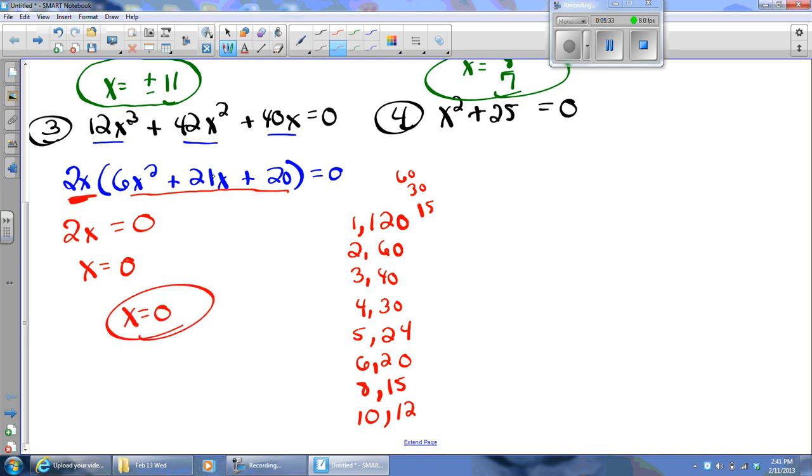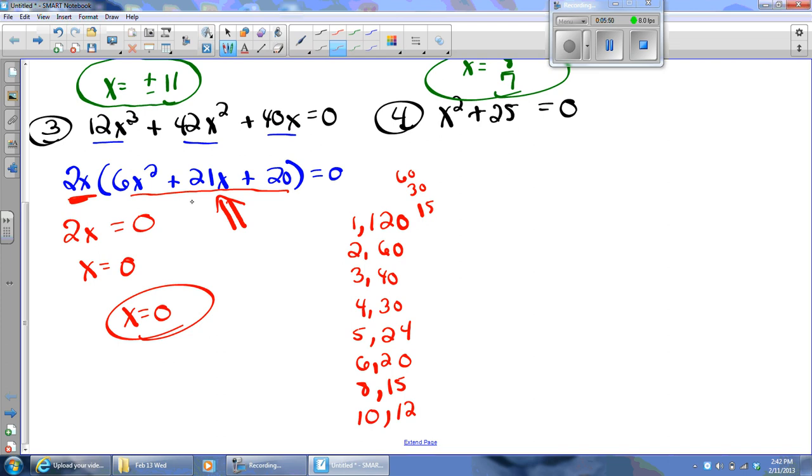Now when we learn the quadratic formula in chapter 10, Miss Eubank will be teaching you guys, we'll learn how to solve something like that. But right now for factoring purposes, we look for the GCF and we factor completely.